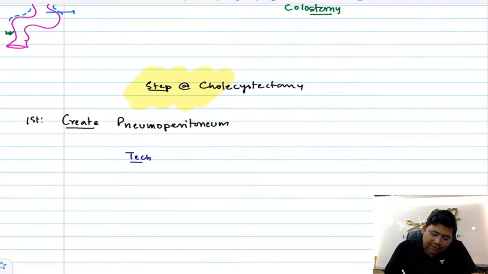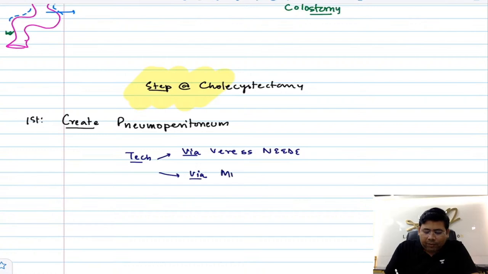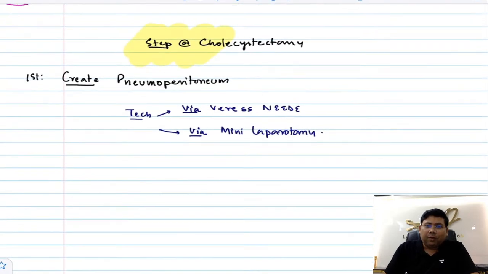The two techniques are, one is via venous needle, and the second is via mini laparotomy. So one is via venous needle and one is via mini laparotomy. So what do you do in venous needle?